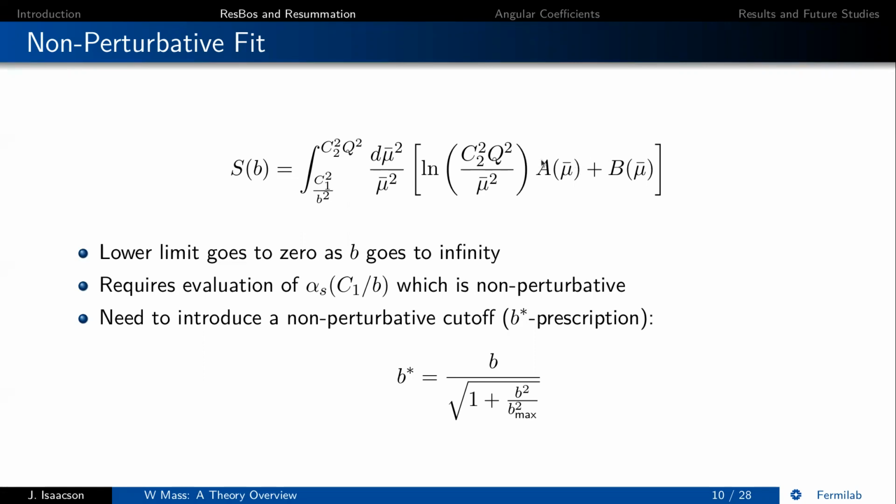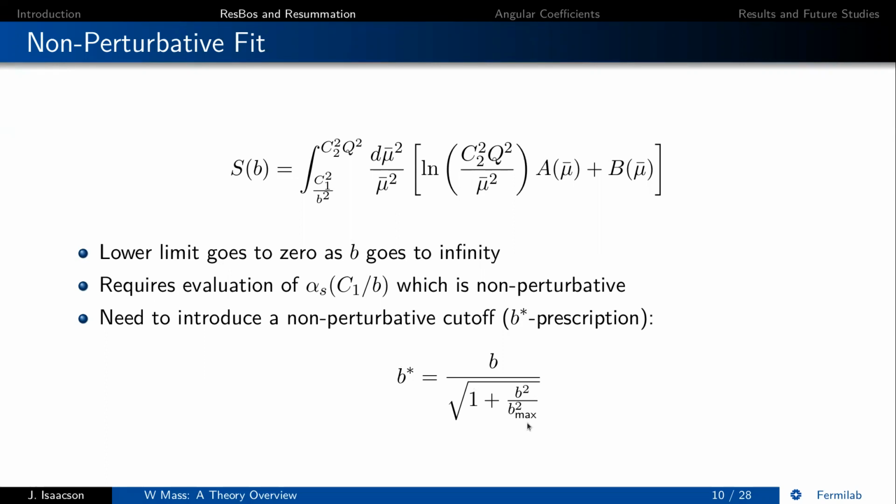And so again, these A's and B's are perturbative series in alpha_S. And since alpha_S runs, you have to evaluate it at the scale mu-bar. So eventually mu-bar goes to a scale of C1 over b, which becomes non-perturbative, and we don't know how to calculate this anymore. And so you have to introduce some method of separating the non-perturbative physics from the perturbative physics. The approach that the ResBos code takes is this b-star prescription.